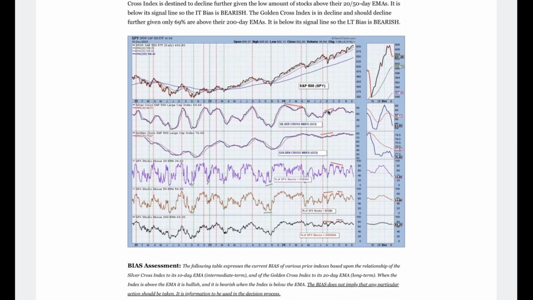That's the Silver Cross Index I talked about, and the Golden Cross Index, where you can see how many stocks have a Silver Cross within the index and how many have a Golden Cross within the index. Right now, both of those indexes are below their signal line. So we have a bearish bias in the intermediate term and in the long term currently. Look at how participation has been leaking out of the market this whole time, even as price has been moving upward. So there's some weakness under the surface, and we're going to have to pay that piper soon, I think.